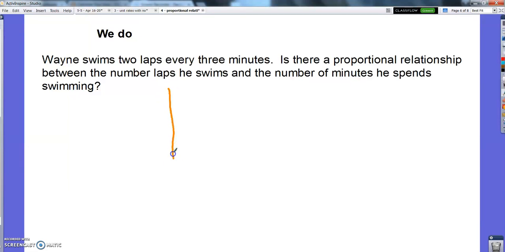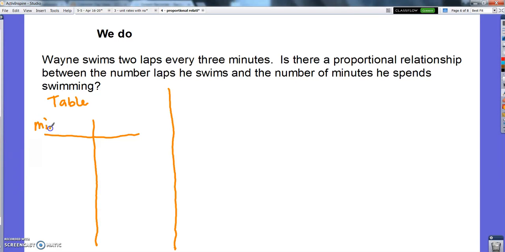So for today, if you want to leave yourself space for future days, we're going to look at a table today. That's our first strategy or our first situation. And what I say here, the number of laps depends on the number of minutes, or the number of minutes depends on the number of laps. I would say the number of laps depends on the number of minutes.